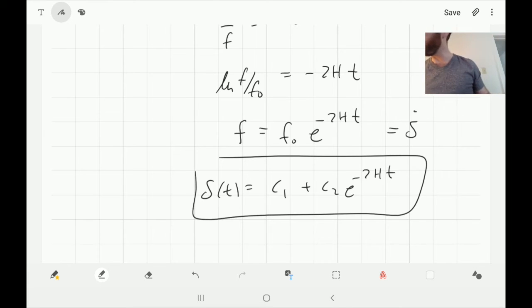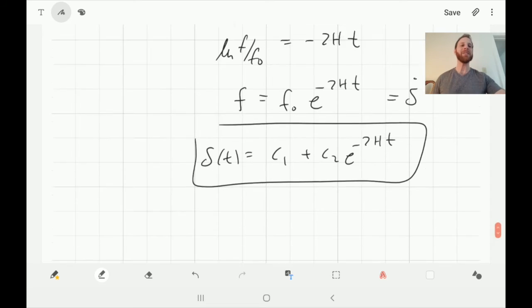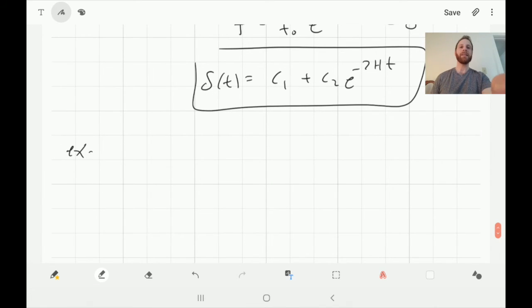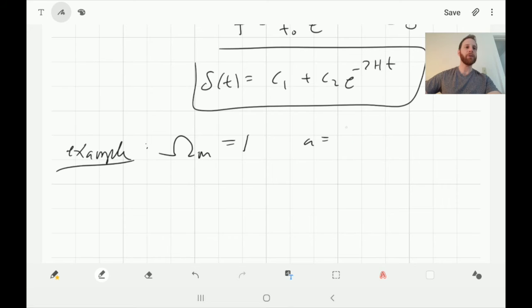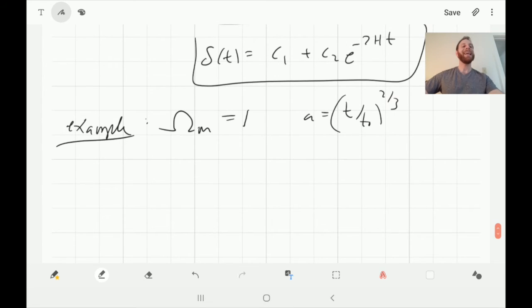Lastly, I think we need to do what happens when you have a matter-dominated universe where omega m is equal to 1. Example. Omega matter is equal to 1. And by the way, that also means that the scale factor goes like t over t naught to the 2/3. And that means that the Hubble constant is equal to simply 2 over 3t.